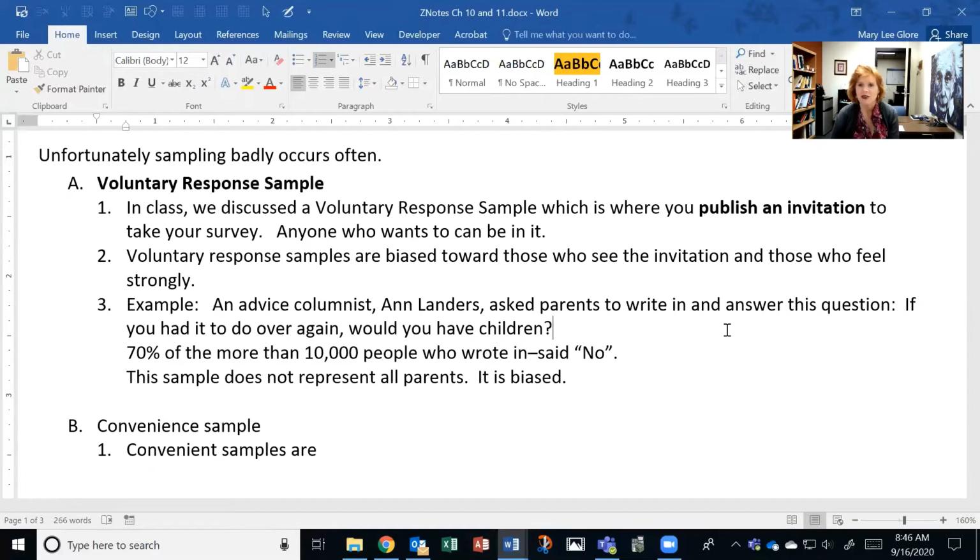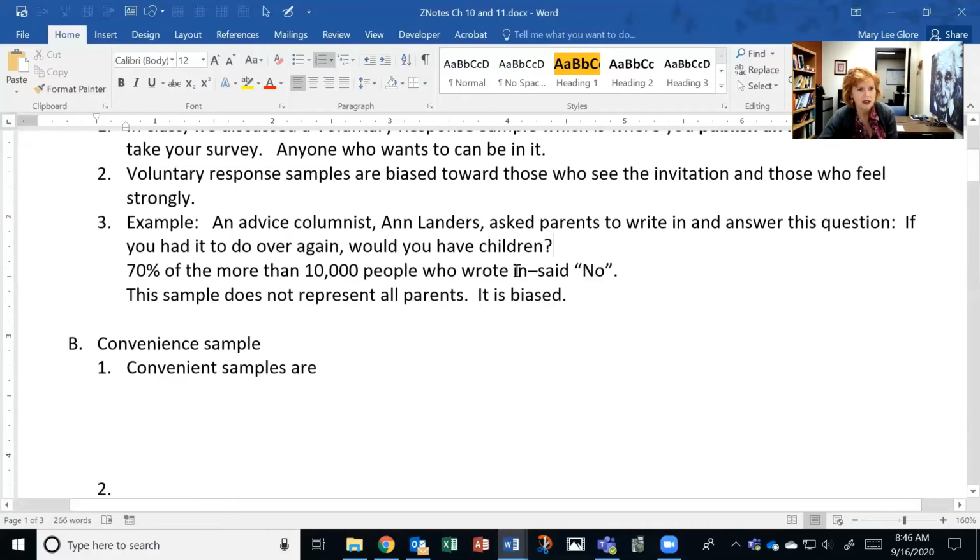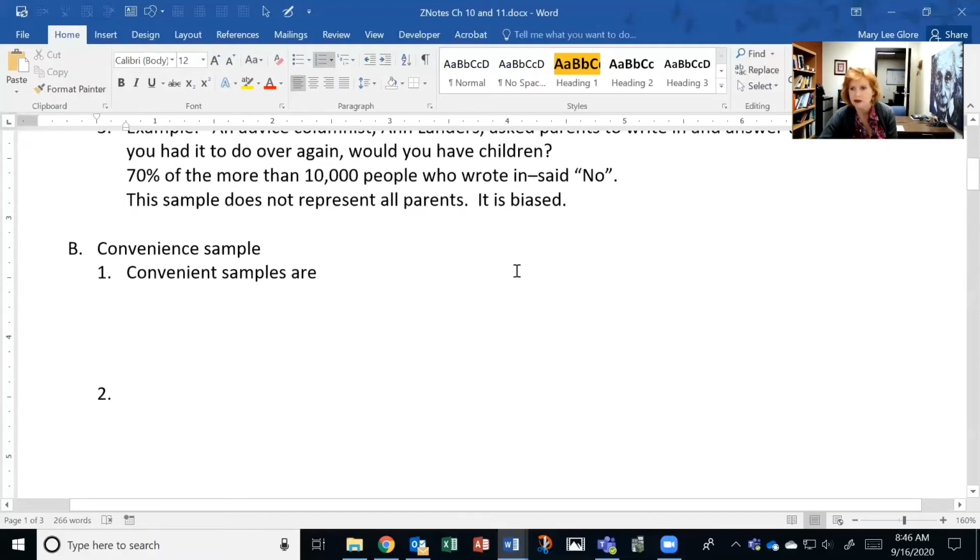But here's the deal. That is a very biased sample. That is biased towards the kind of people who are going to respond. And it doesn't represent all parents. So obviously the kind of parents who wouldn't have their children again are the kind of parents who wrote in to Ann Landers. All right, next sample is called a convenience sample.